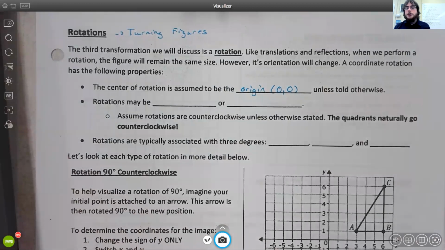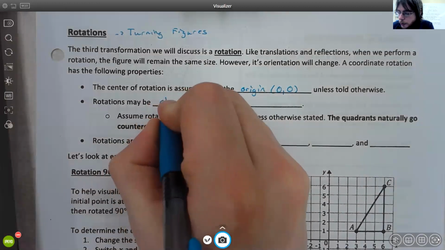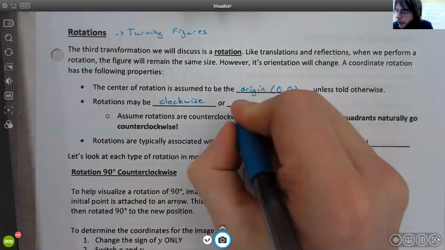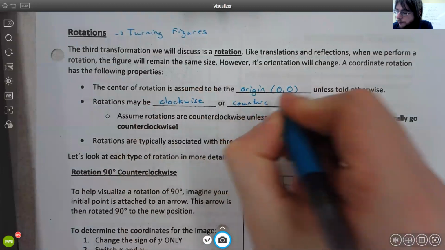So rotations can occur in one of two directions. They may be clockwise rotations, or they may be counterclockwise rotations.